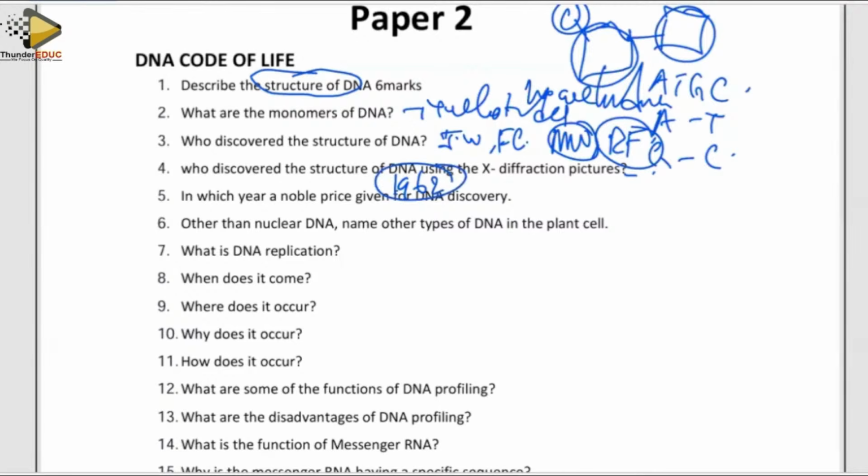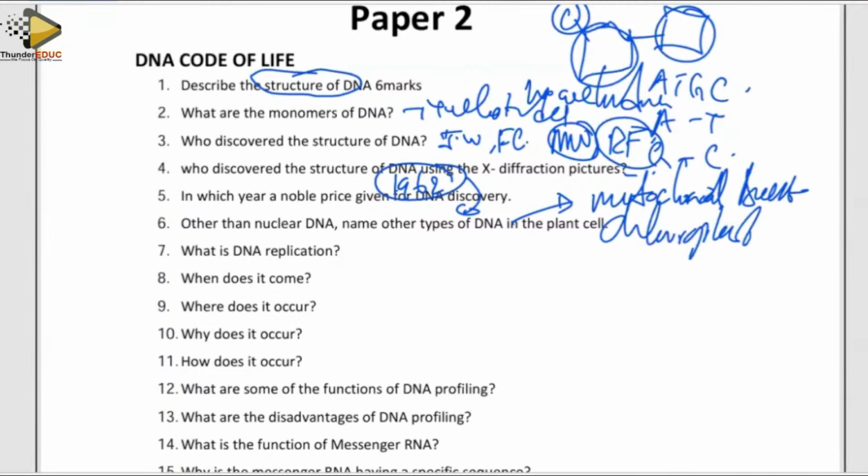So that was being discovered in 1962. Other than nuclear DNA, name other types of DNA. We have what we call the mitochondrial DNA, the one which is found in the mitochondria, and then we have what we call the chloroplastic DNA.